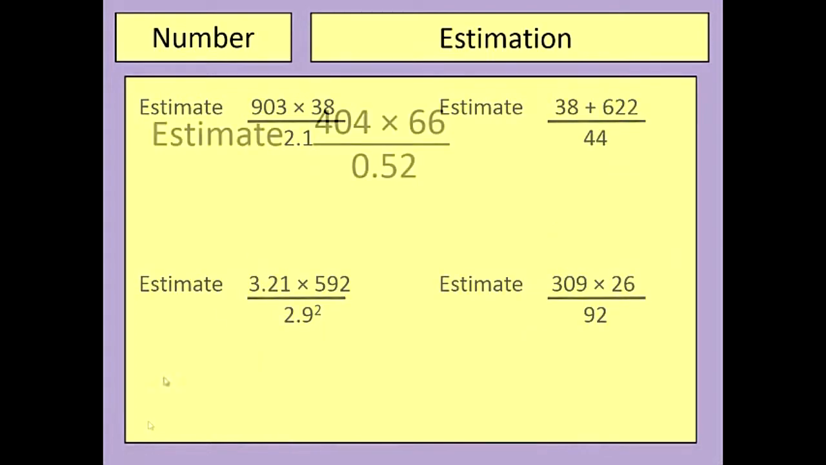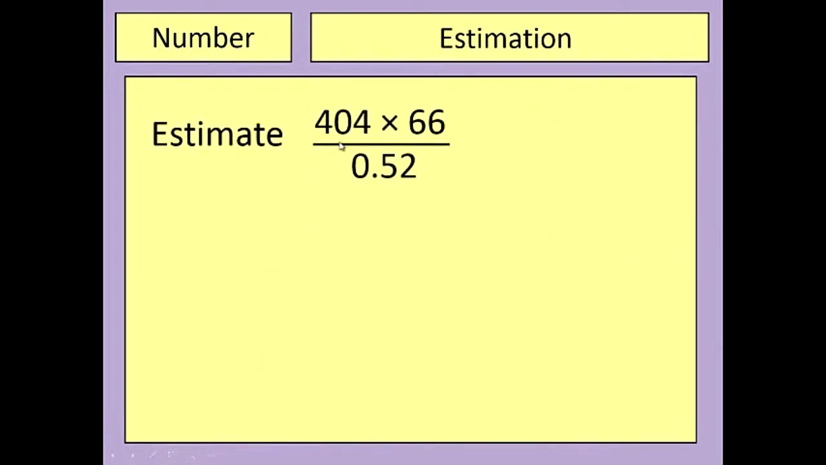Okay, let's look at a slightly different example then. The difference here is that we have this decimal 0.52 on the bottom, but we start off as before with rounding everything to one significant figure. So 400, and then the 66 would round to 70, and then divide by 0.5, remembering that we ignore this leading 0 here when we round to one significant figure. So we start to work this out.